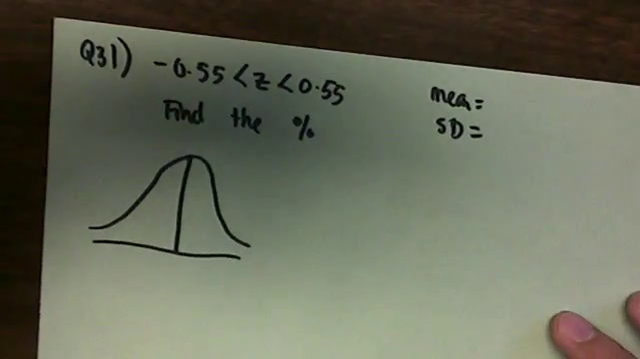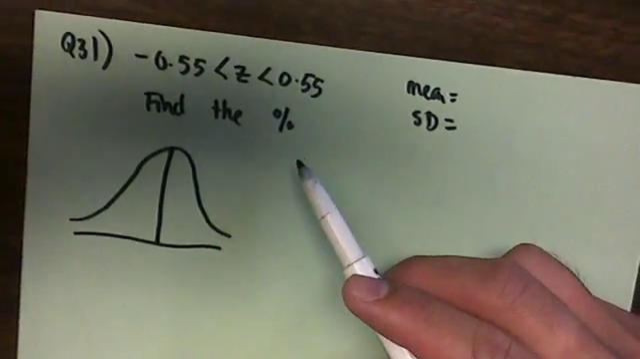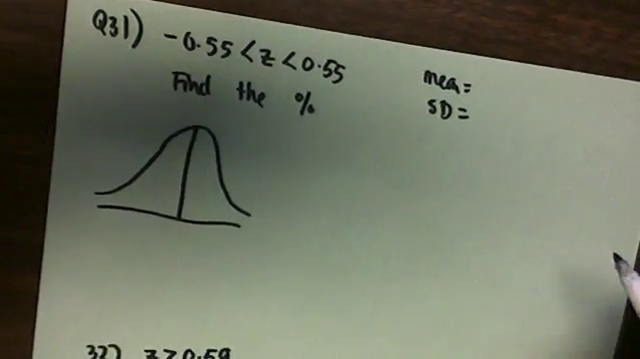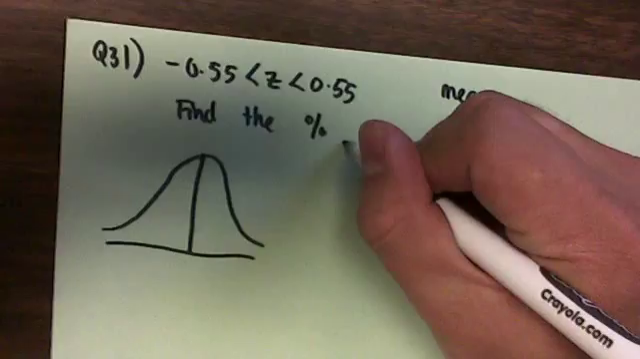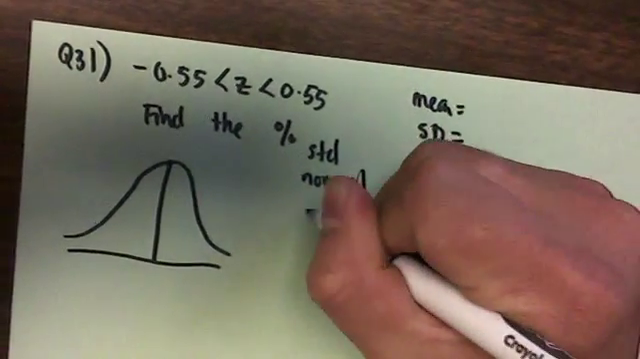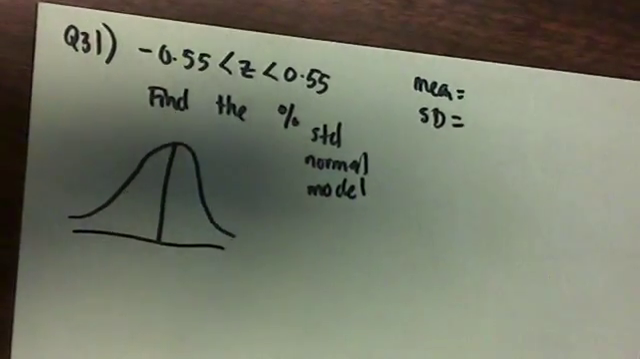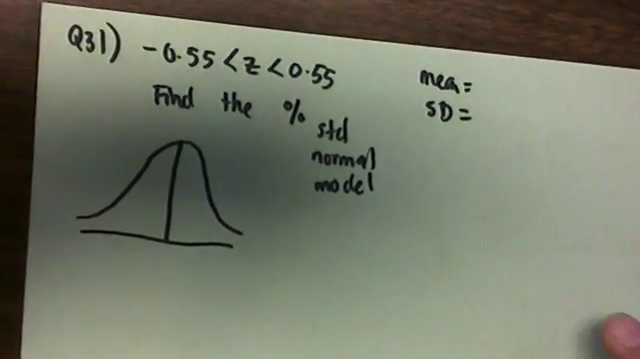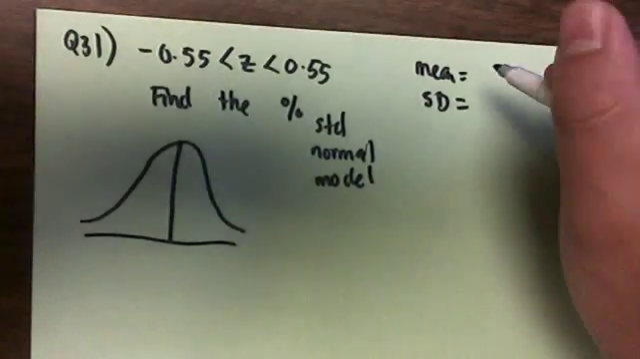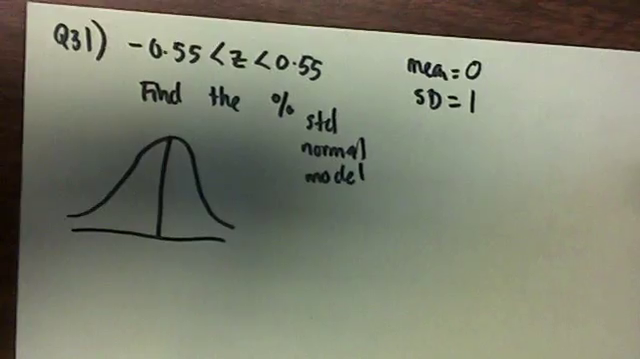In question 31, the question is asking us to find the percent of a standard normal model. Now, when the question is asking us for the standard normal model, the question will not give us the mean and the standard deviation, because on standard normal model, the mean is always going to be 0, the standard deviation is always going to be 1.